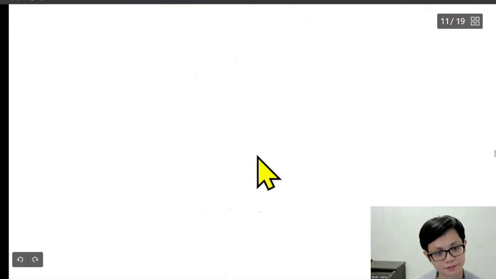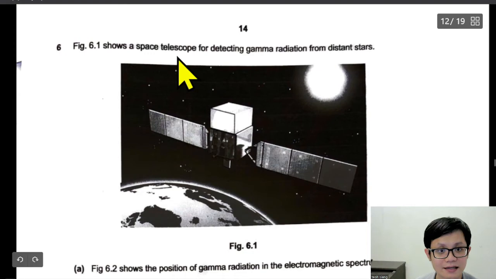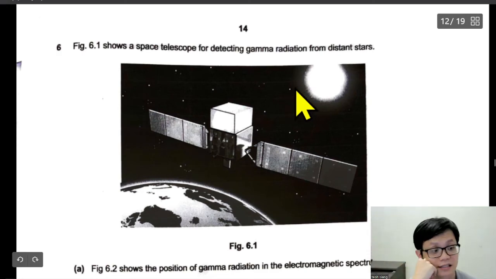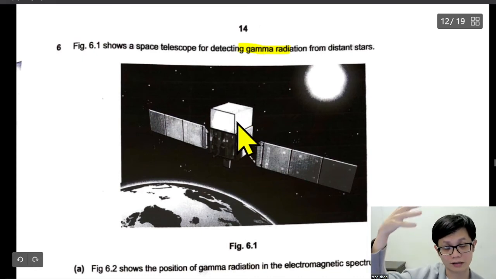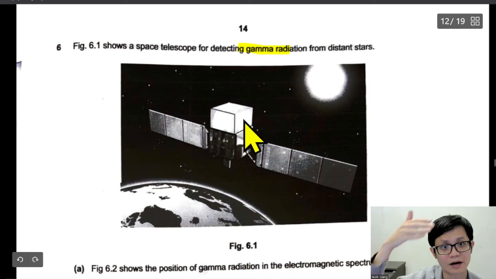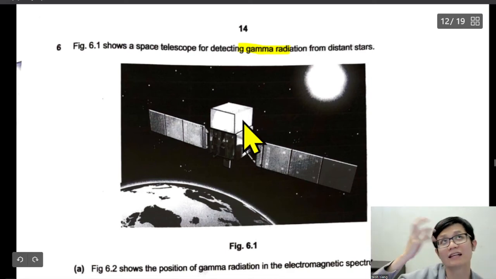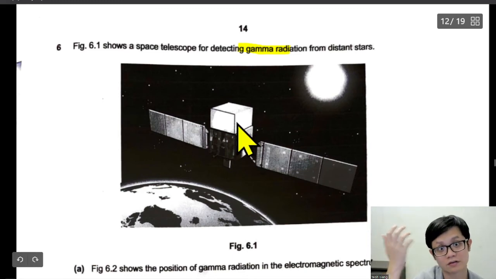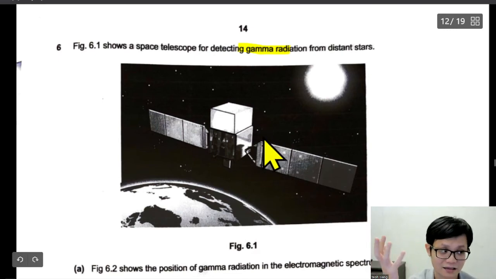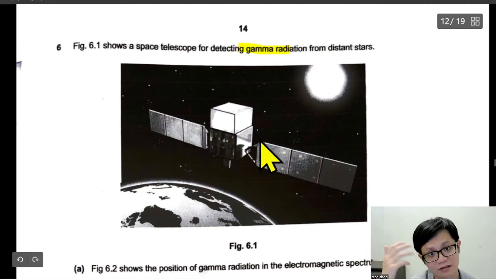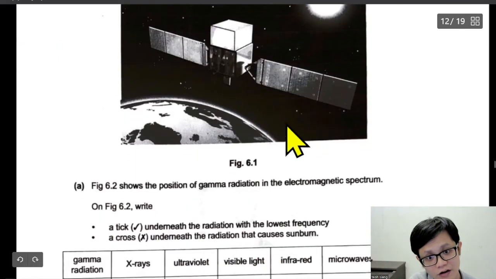Moving on. A space telescope for detecting gamma radiation from distant stars. We know that gamma radiation is not healthy, and of course in space it is even more unhealthy because there's no atmosphere to block the gamma rays. At least on Earth we have cloud. Cloud is good because it can block it; if it is cloudy, you can go out and play. If it is hot under the sun, you don't play at the playground because there's gamma radiation, so the atmosphere on our Earth really helps us a lot.